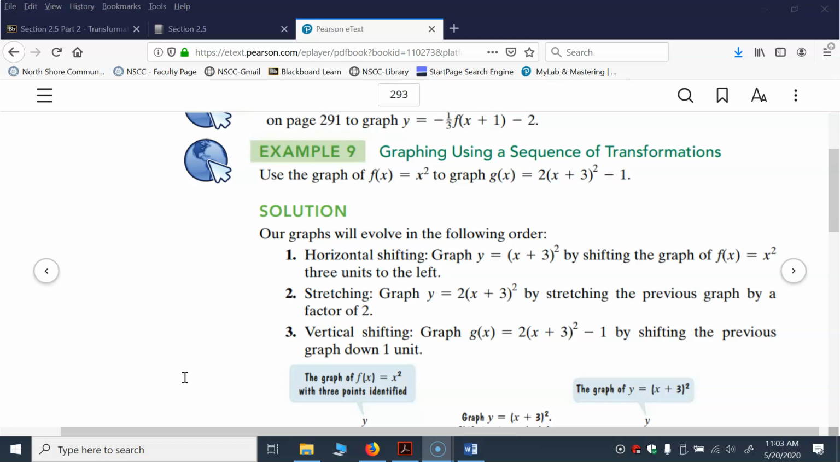Let's look at one more example, example 9, that will involve a sequence of transformations, but in this case, we're going to use one of our common algebraic functions, f of x equals x squared, to graph g of x equals 2 times (x plus 3) squared minus 1.